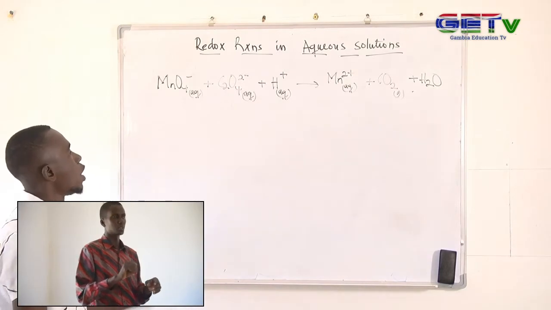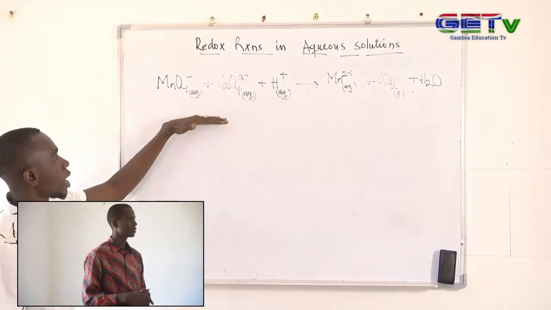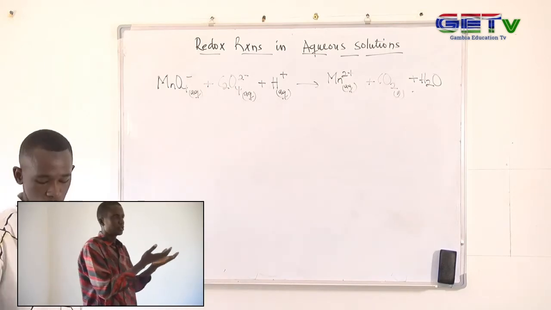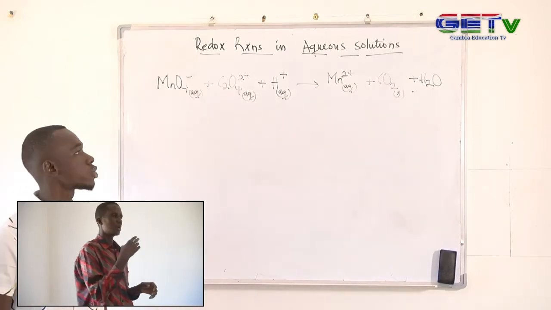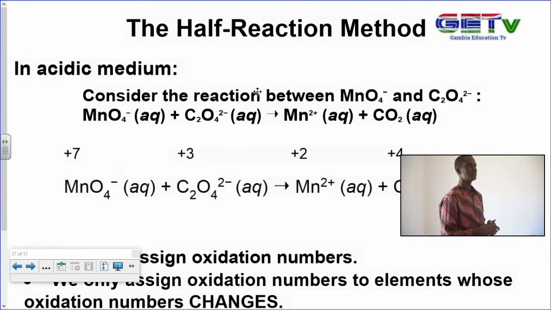Now, we have a redox reaction here, and we are asked to balance this reaction using the oxidation and reduction half method. I will first identify my reduction side, and then I will balance the reduction side. After, I will identify the oxidation side, and then I will balance that side too.